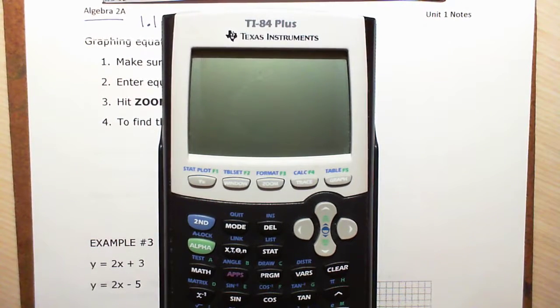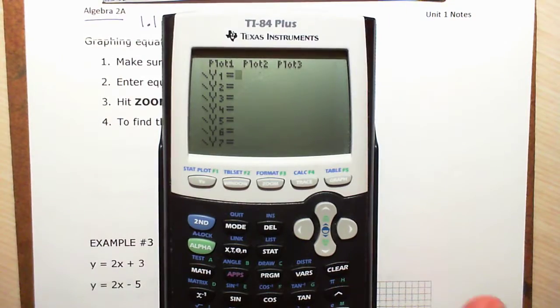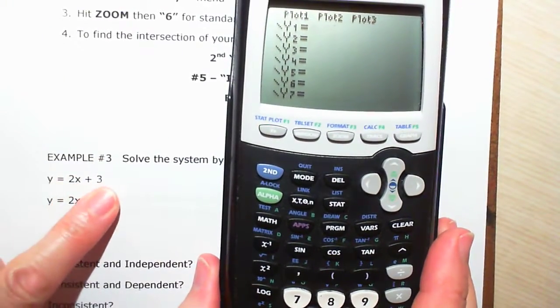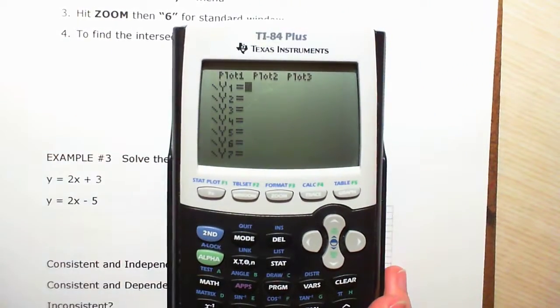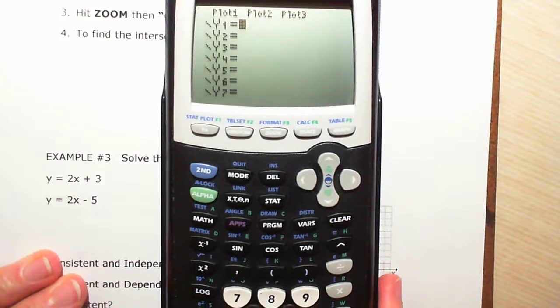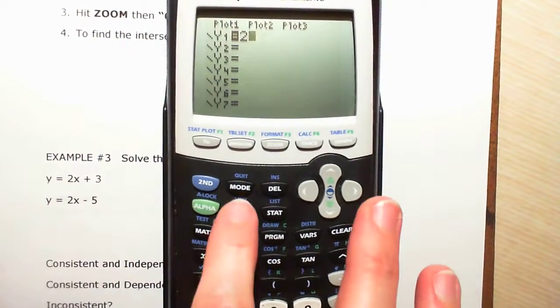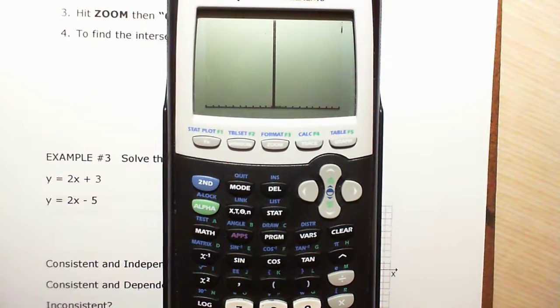So first you want to turn it on, and then you want to go to this y equals button. And then we're going to do this example 3 right here. So we want to enter 2x plus 3. These are both in slope-intercept form, and you have to have it in slope-intercept form. So you do your 2. This is the button where you get your x. And then plus 3. And then you hit graph.